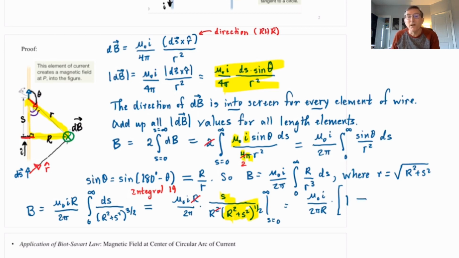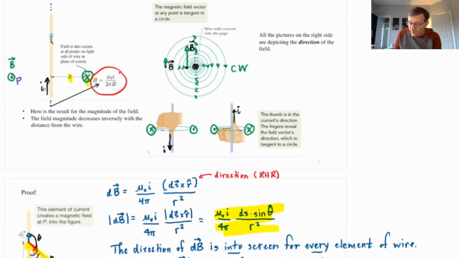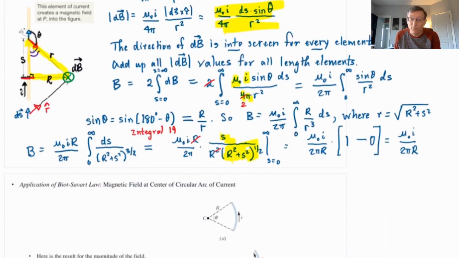Minus, then the lower limit, s equals 0. Well, there's an s in the numerator, and so I get 0, and the denominator is not 0, so 0. So the final answer for B magnitude is mu 0 I over 2 pi big R. Just like I mentioned here. Now, you don't have to rederive that. We will give you homework problems where you have to use this approach for other current distributions. But if you have an infinitely long wire, then you can just use that result. Mu 0 I over 2 pi R.